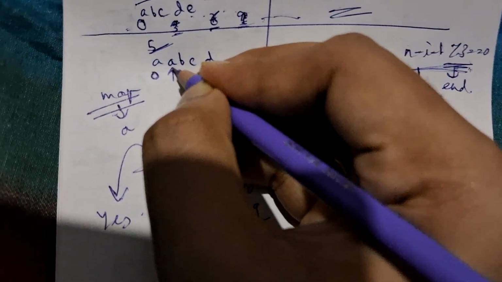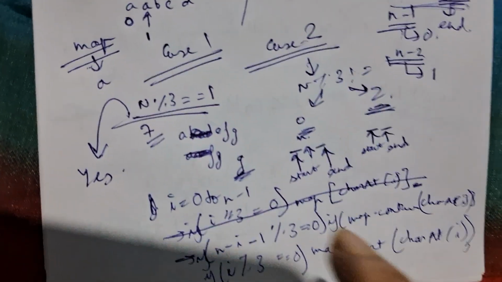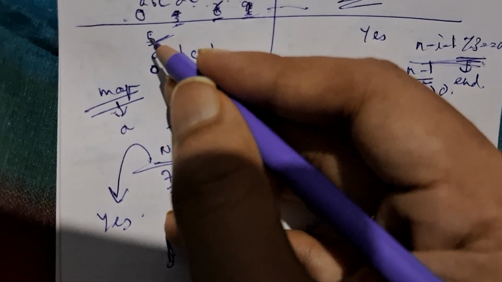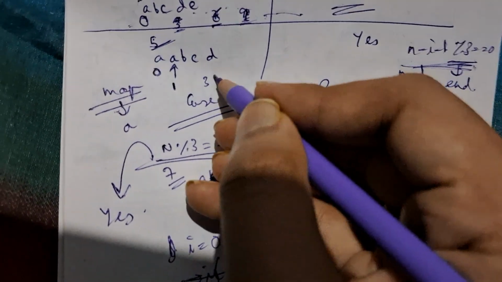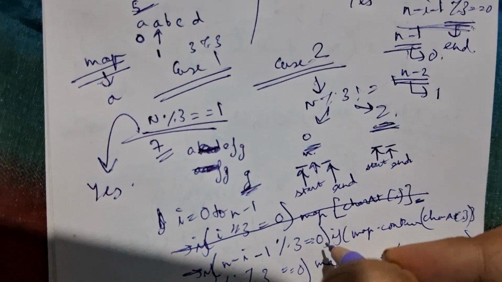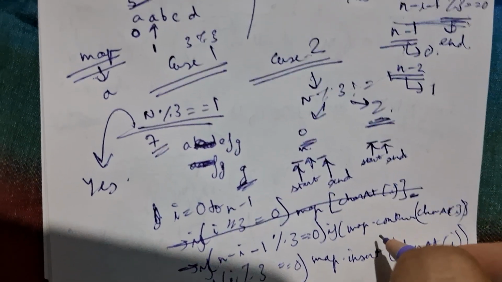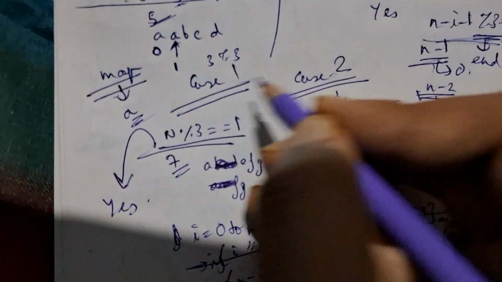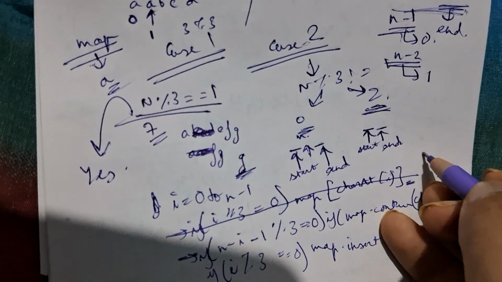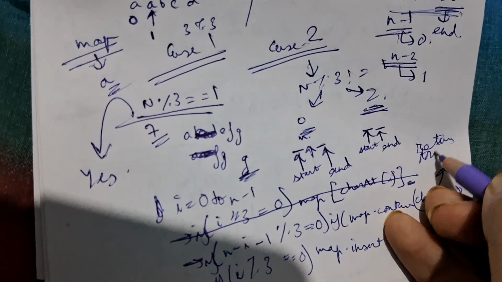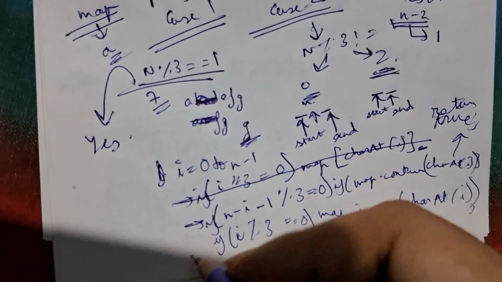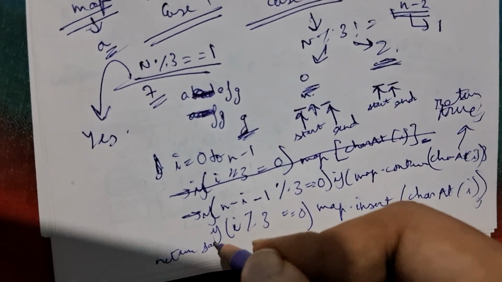Then we come to this position, which is position 1. Now we check n minus i minus 1, that is 5 minus 1 minus 1, that is 5 minus 2, that is 3. Is 3 divisible by 3? Yes, it is. Since it is divisible by 3, we have to check whether the map contains that character, A, or not. Yes, the map contains A, so we can directly return true. And even after traversing the whole thing, if we don't return true, we can return false.